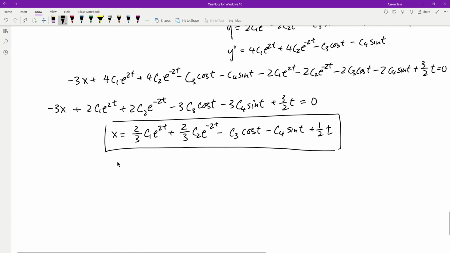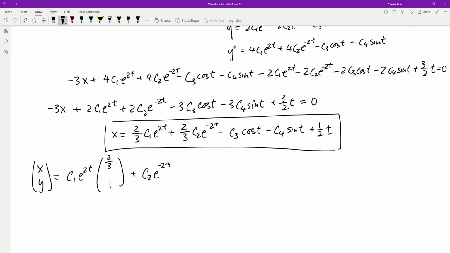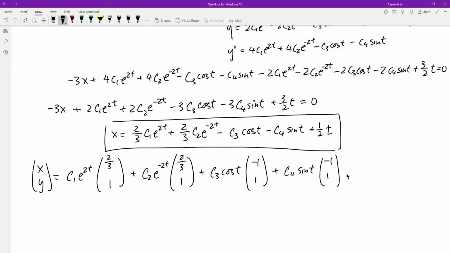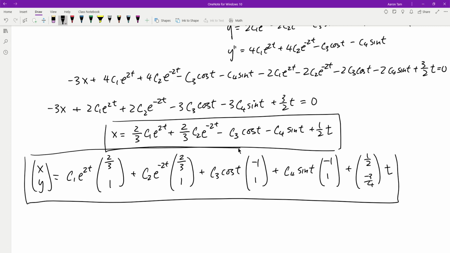So therefore, now I can put them together and form my solution. x, y is going to be equal to c1 e to 2t times the vector 2/3, 1, plus c2 e to negative 2t times the vector 2/3, 1, plus c3 cosine t multiplied by the vector negative 1, 1, plus c4 sine t multiplied by the vector negative 1, 1, plus the vector 1/2, negative 3/4 times t. So that seems to be my solution.